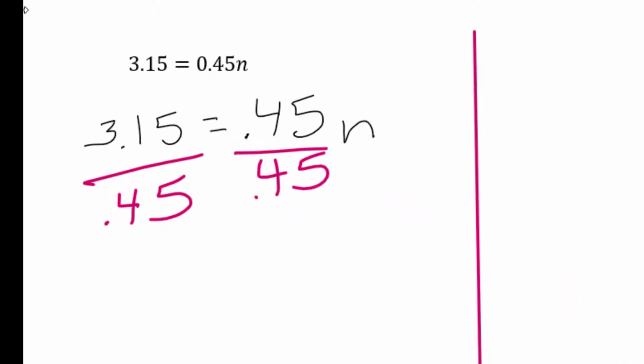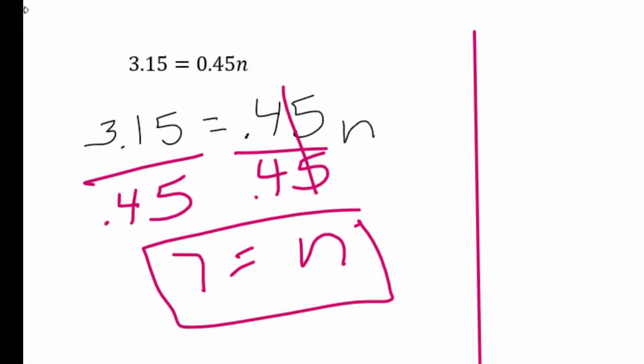Okay, so 0.45 divided by 0.45 equals 1. 1n equals, and then 3.15 divided by 0.45. You can just either use a calculator or divide it out, and that will equal 7. Great. The value of n is 7. But of course, I have to make sure it does. So I want to verify this by checking my answer.